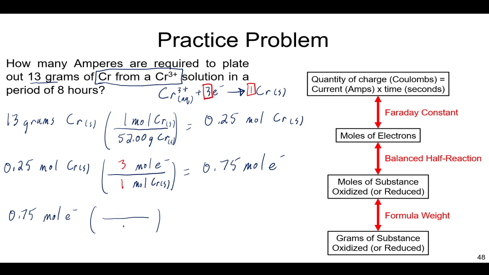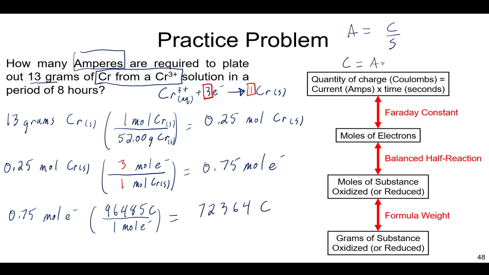Next calculation then is let's get rid of moles of electrons. I need to get to charges, and I remember Faraday's constant, 96,485 coulombs per mole of electrons. So this tells me the total charges I need to move, 72,364 coulombs. And I also remember that an amp, which is what I'm after, how many amps? An amp is a coulomb per second, right? Or said another way, coulombs is amps times seconds. And that's what it says up here.